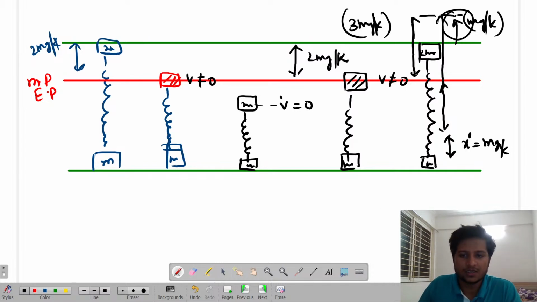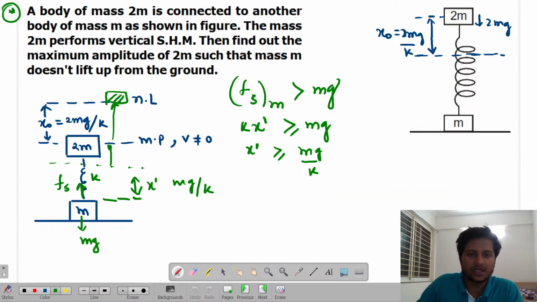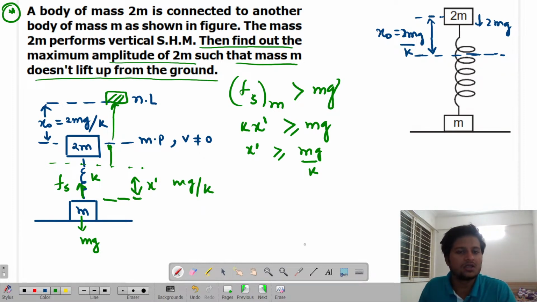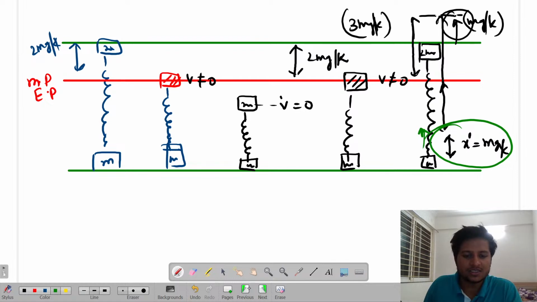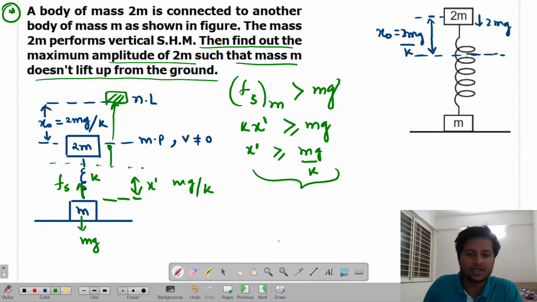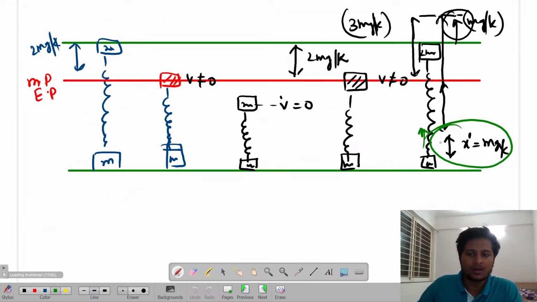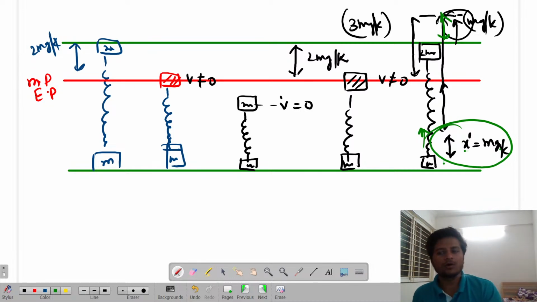See, what it is saying, see the question first of all. The question is saying, find out the maximum amplitude of 2m such that the mass m does not lift up from the ground. Right? So to lift this mass, at least the length that should be risen must be greater than mg by k. If this gets lifted by mg by k, with the same length, this upward should also lift up, right?